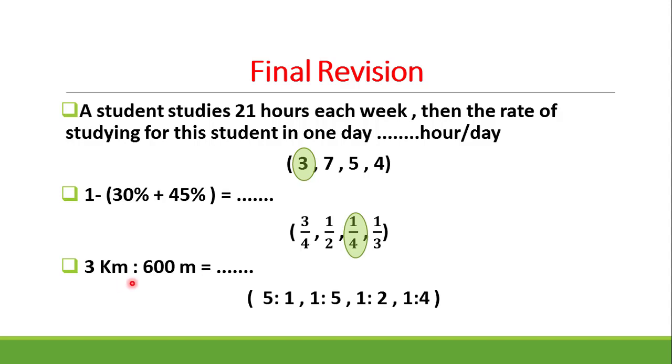3 kilometers to 600 meters. 3 kilometers means 3000 meters. So 3000 meters to 600 meters, 3000 to 600. By simplifying, the result will be 5 to 1.